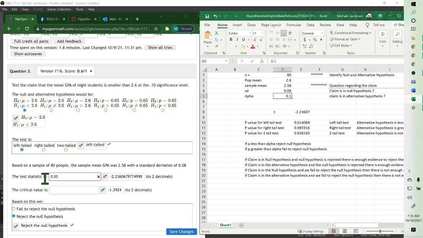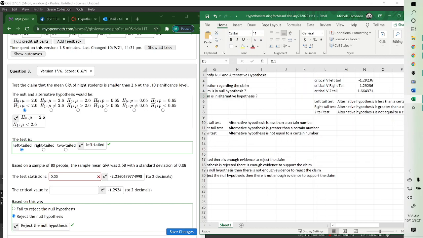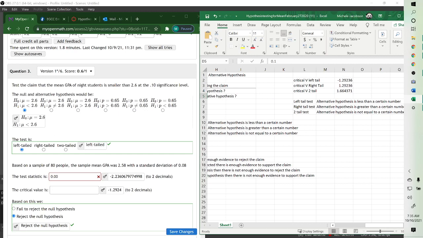This time they wanted the test statistic and the critical value. So the test statistic is your t-value, negative 2.23607 right here. And then the critical values are over here, I think. Yeah, right here. And this one was a left tail, so it's the top one, negative 1.2924.